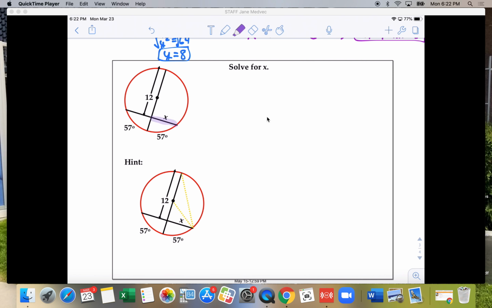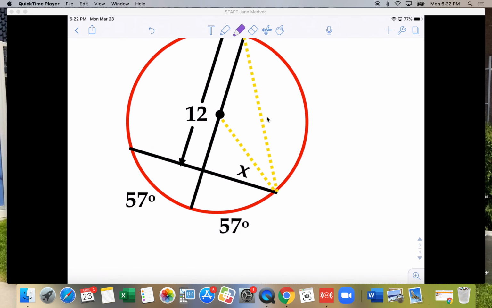Okay. So the first thing that I'm going to do is I'm going to come over here. I know that this arc is congruent to this arc. And what that tells me is that if that arc is congruent to that arc, this chord is congruent to this part of the chord. So it cut it in half, and the diameter went through the center. So this is a 90-degree angle.